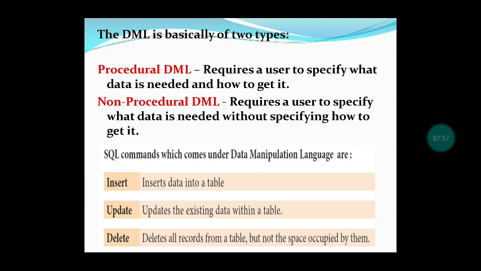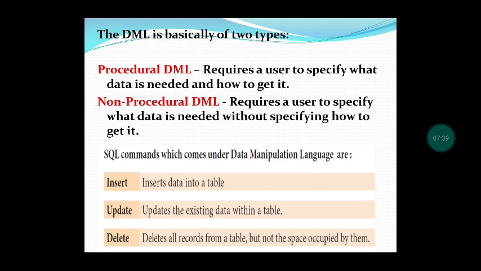One is procedural DML and another one is non-procedural DML. Procedural DML is used to specify which data is needed and how to get it. Non-procedural also specifies the data that we need, but there is no need to specify how to get it. Okay, that is the difference.